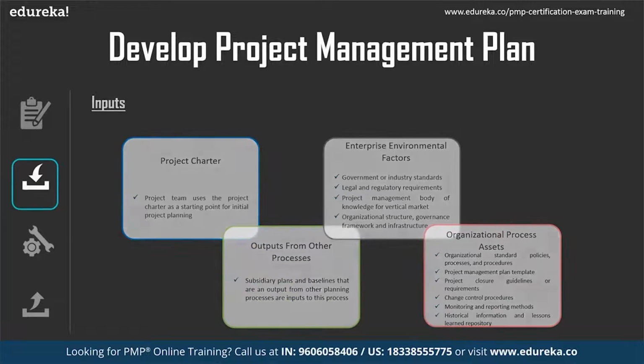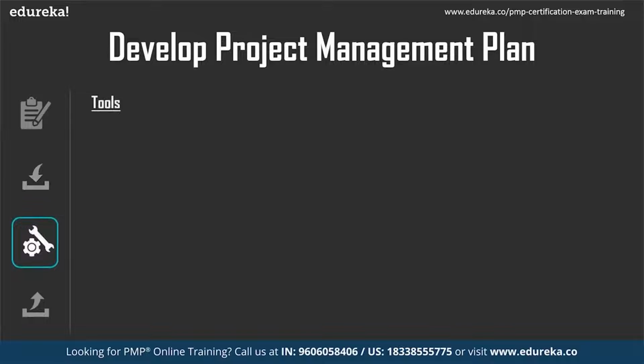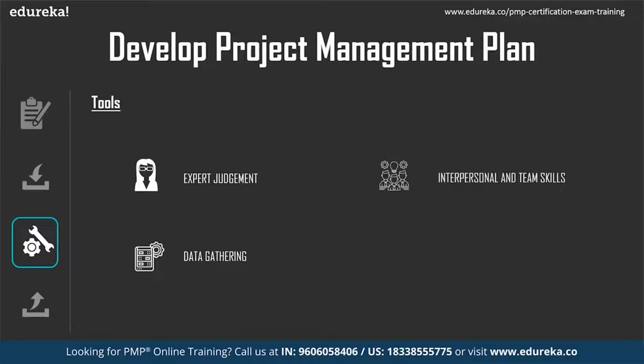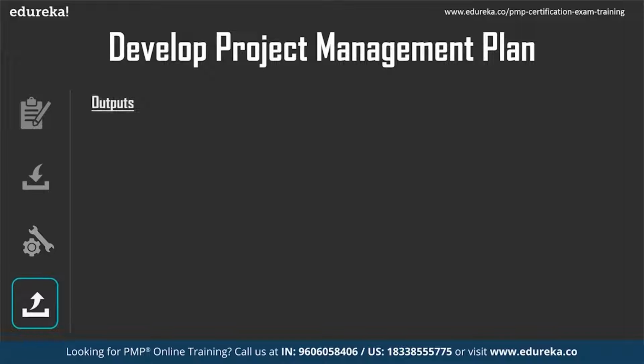So the tools used as part of develop project management plan are expert judgment, data gathering, interpersonal and team skills, and meetings. The output of develop project management plan would be the project management plan, which is a consolidation of all the subsidiary plans, detailing out and connecting those together to make the execution of the project smoother and easier. This would be an ultimate baseline.